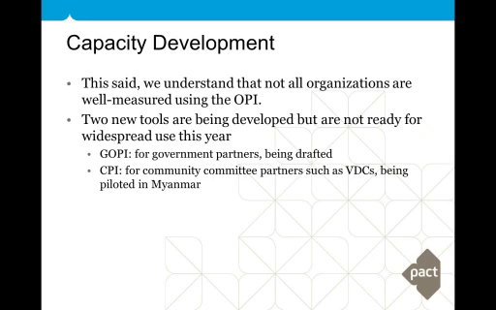So all of this said, we realize that not all organizations are necessarily well measured using the OPI. Two new tools are in the process of being developed, although they're not ready for widespread use this year. There's a government performance index, which is intended for our government partners, which is currently being drafted. There's also a community performance index, which is for community committee partners like BDCs.